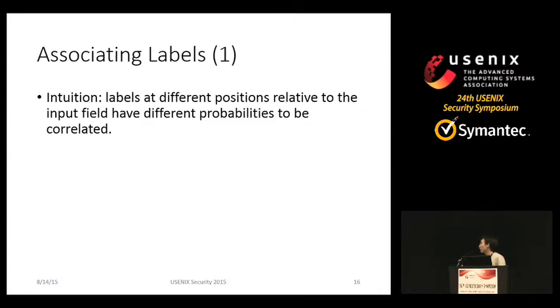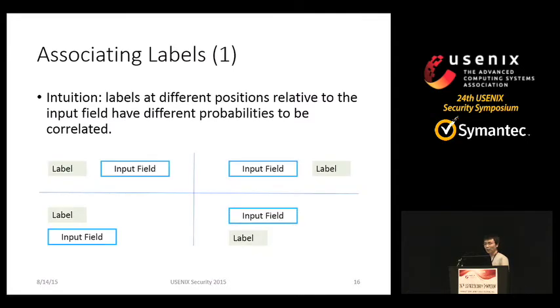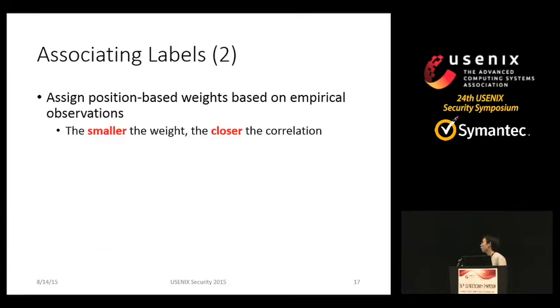An intuition is that labels at different positions relative to the input field have different probabilities to be correlated. Here are some examples. The text label can be at the left of the input field, at the right of the input field. It can also be above it or below it. And then we can assign some position-based weight values to the labels at different locations. And also, we see that the smaller the weight, the closer the correlation.